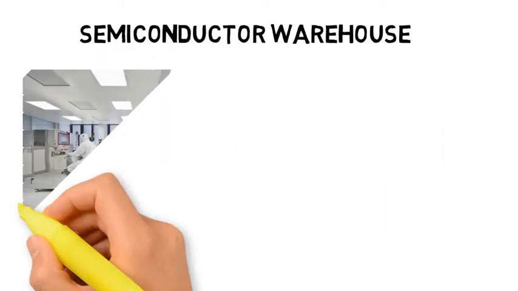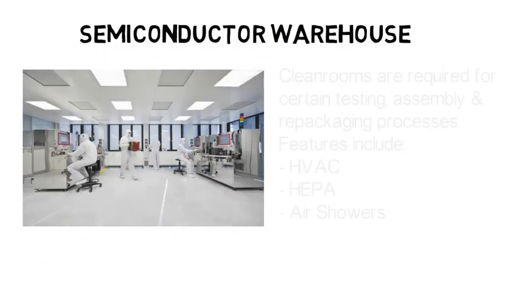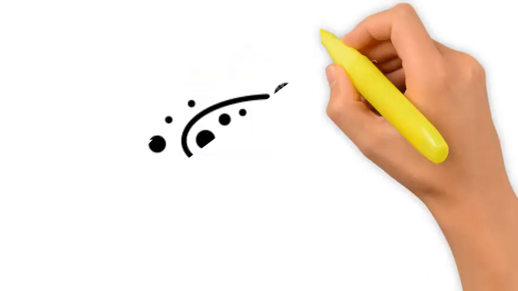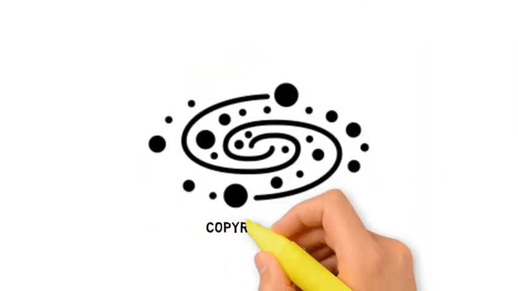As semiconductor products are highly sensitive to heat and dust, the warehouses are always equipped with clean rooms which are used to carry out testing, assembly, and repackaging processes. These clean rooms are fitted with appropriate heating, ventilation, and air conditioning systems, high-efficiency particulate air filters that maintain the correct pressurization, temperature, humidity, and airflow, and air showers in special chambers located between the clean room and the outside environment.